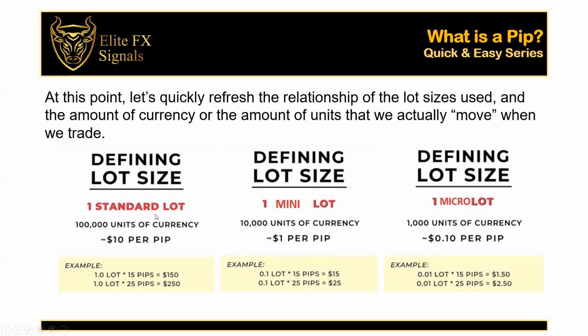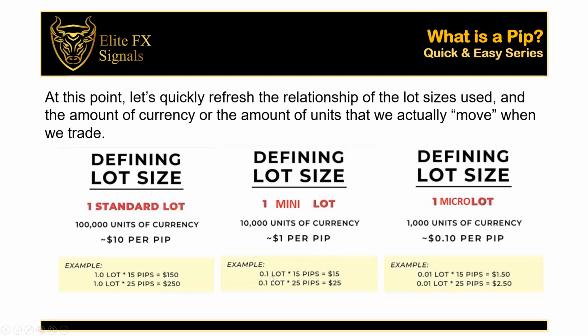So if we are using a standard lot, that's the equivalent of moving 100,000 units of that currency, and the value per pip is $10 per pip. So if using one lot we make or lose 15 pips, then the amount that we will gain or lose will be $150. Then we have the mini lot, which is 10,000 units of that currency, and the value is just $1 per pip.